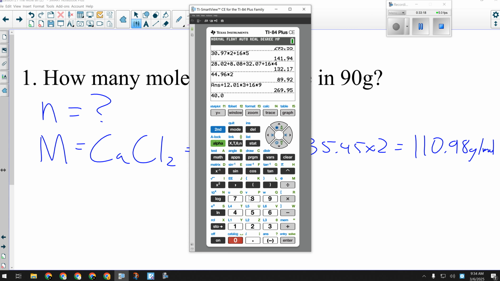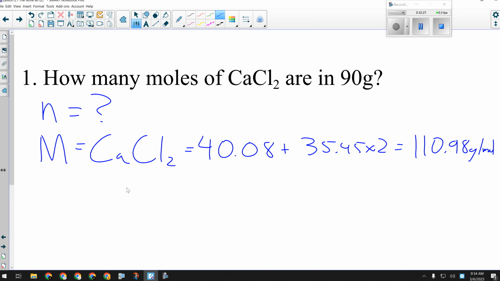So one calcium plus two chlorines, 110.98 grams per mole. Did they give me one more thing? The grams? Yeah, they gave me the grams. So that's little m. That would be 90 grams. All right, doing this, that's worth a mark. So if I give you a quiz on mole equation and you do that, you got one.